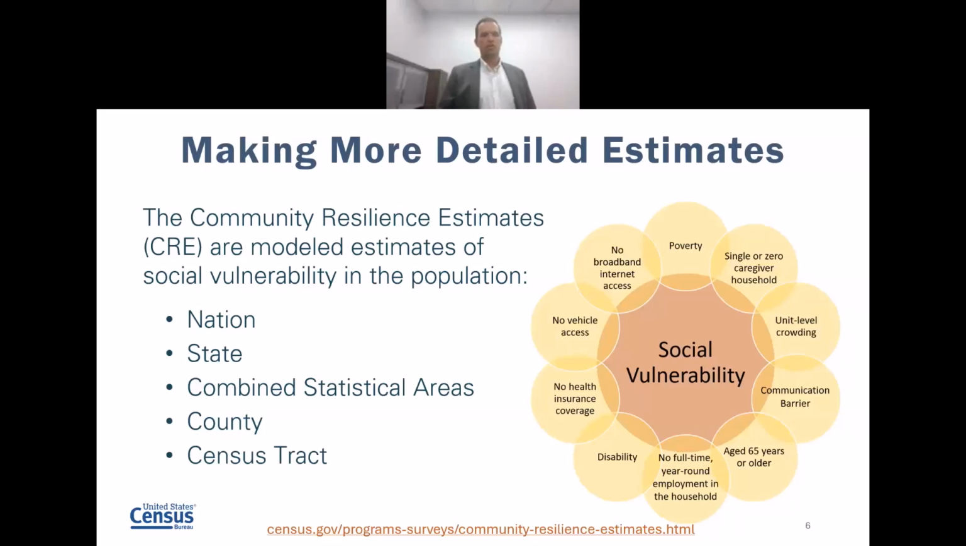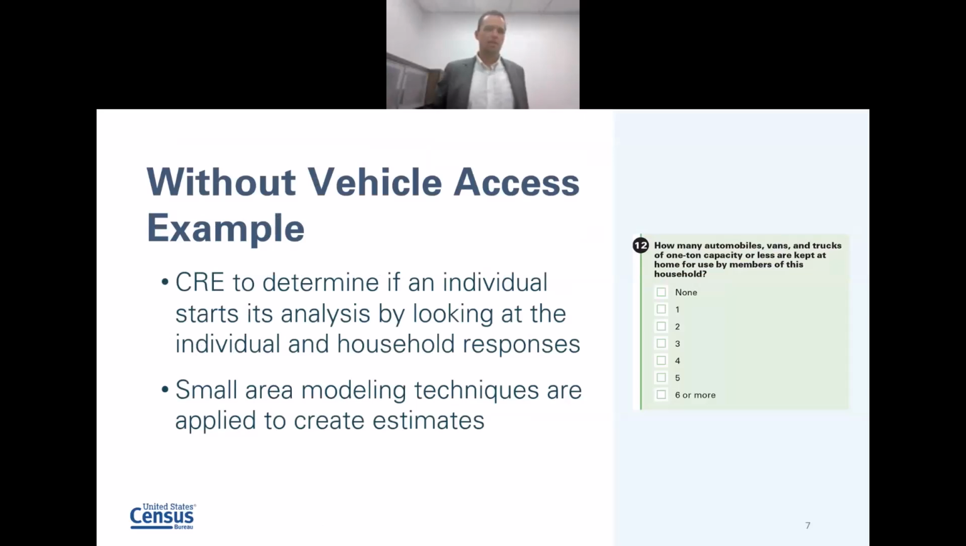We're able to do this for the entire nation, but also for the states, combined statistical areas such as metropolitan and micropolitan areas, counties, and census tracts. We do this by looking at 10 characteristics found in the American Community Survey and determining how many of those components an individual has. One example of this is without vehicle access.